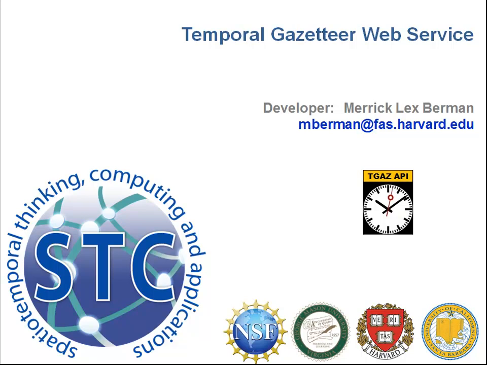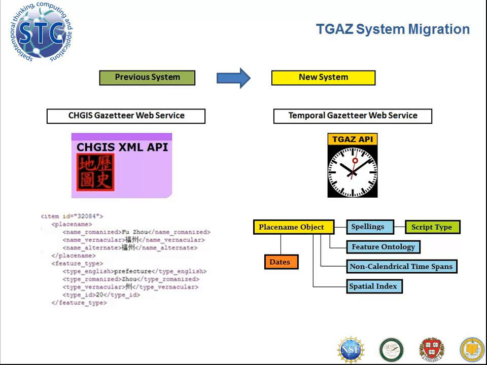Hello, this is Lex Berman, and I'm going to introduce the Temporal Gazetteer web service that was developed at Harvard Center for Geographic Analysis. This web service is also called TGAZ, and it's based on an earlier web service that was an XML schema developed for the China Historical GIS.